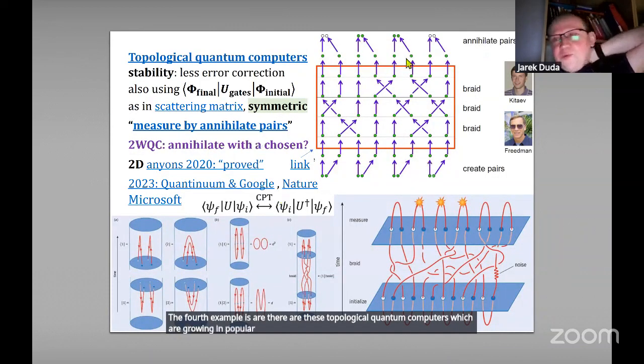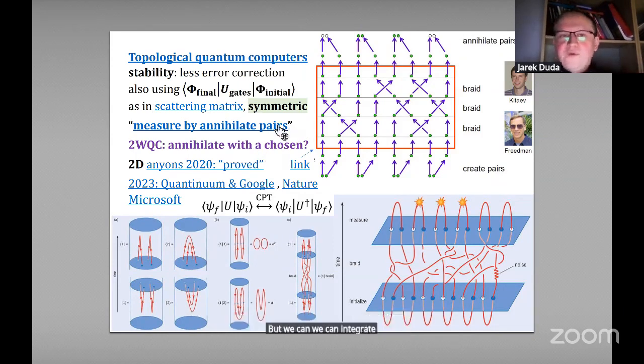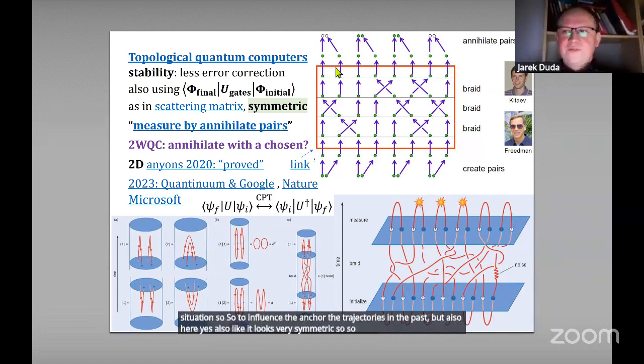Maybe they will not work, but they are very time symmetric. They literally are trajectories in spacetime, and usually they say that they measure by annihilating pairs. But we can annihilate with chosen ones. So I think we can influence this situation, to influence not only by anchoring the trajectories in the past, but also here. It looks very symmetric. So probably it is very simple to make two-way quantum computers out of them.